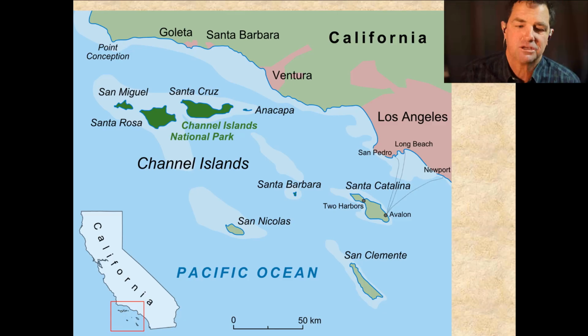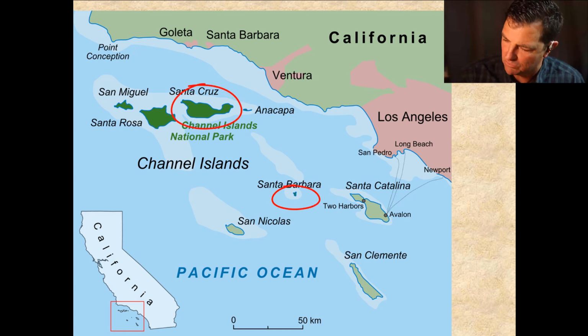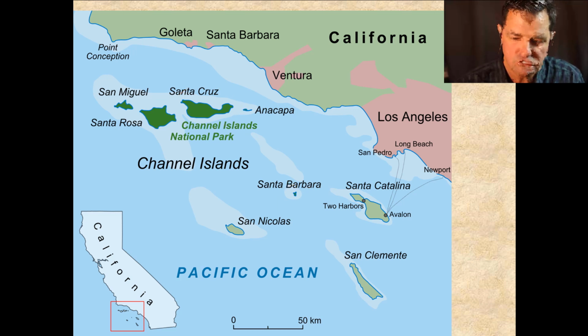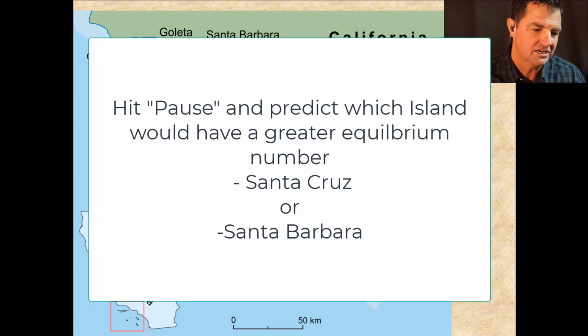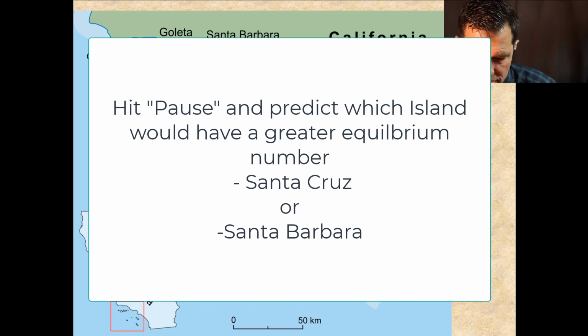Okay, so let's think about this. What I want you to do in a second is hit the pause button, have a look at Santa Barbara Island and compare it to Santa Cruz Island. Which of those islands would you expect to have a higher equilibrium number of species? So I'm going to have you hit the pause button now and see if you can come up with the answer, and then I'm going to talk about that. So hit pause, think about it a little bit.